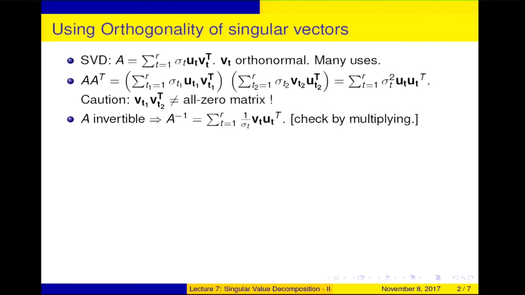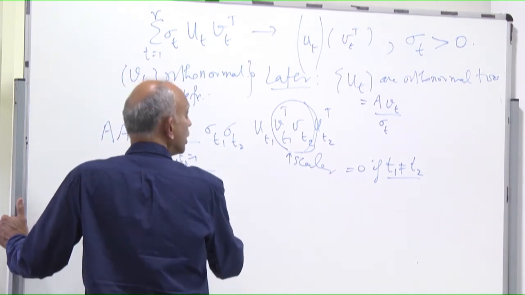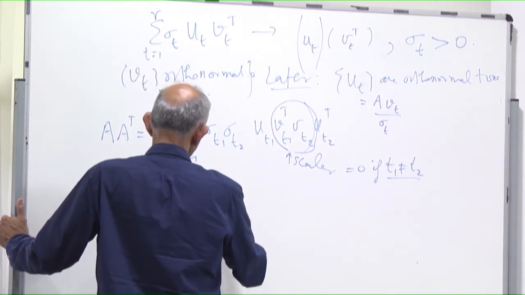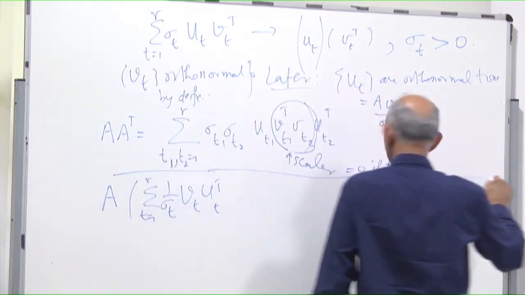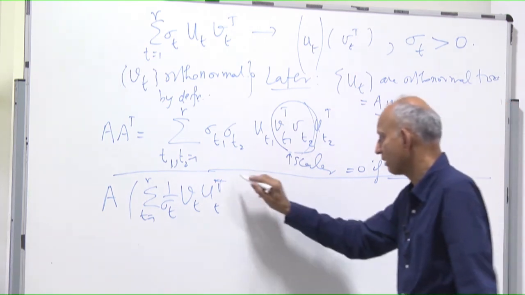We also saw that if A is invertible, then r equals the full dimension d, so all the sigma_t's are non-zero. And the inverse of it is the sum of 1 over sigma_t v_t u_t transpose. I have to show you that is the inverse. So we take A times that matrix and show that that's the identity. That's enough to show that that's the inverse.